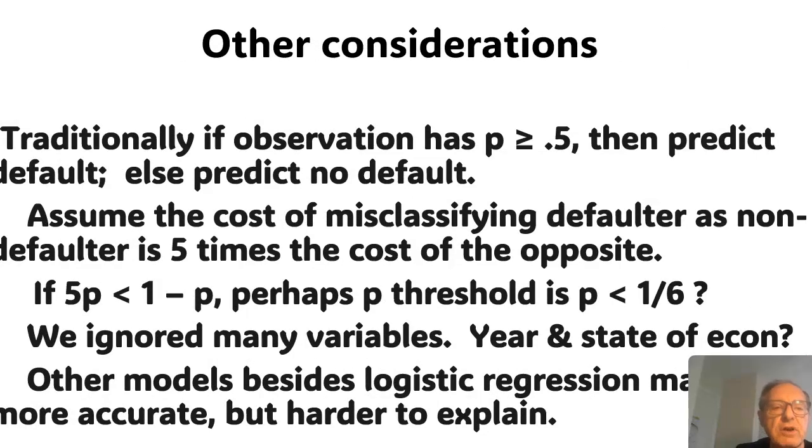A few things we did not consider in this: we arbitrarily picked a probability threshold of 0.5. A probability greater than 0.5 is default, less than 0.5 is not default. We could calibrate that if we wanted to change the distribution. We could have recognized the cost of misclassifying is considerable, and that would change the threshold perhaps to 1/6 instead of 1/2. We ignored a lot of variables, particularly the year and state of the economy, which would make a big difference. We could have used other models, but the logistic regression is the easiest to explain.